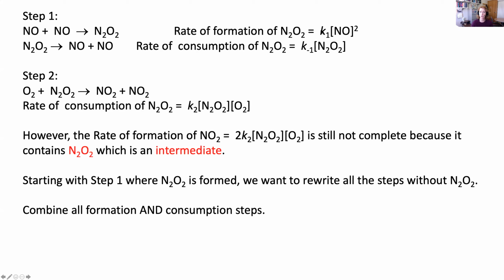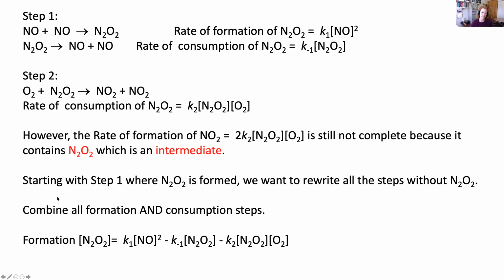The formation of N2O2 is k1[NO]^2, so I form N2O2 by being k1[NO]^2. I subtract it when I react for k-1[N2O2], and then I subtract it again for k2[N2O2]. So again, the formation of N2O2 is going to be it being formed in the first step, and then it being consumed in the reverse of step 1 and consumed in step 2.